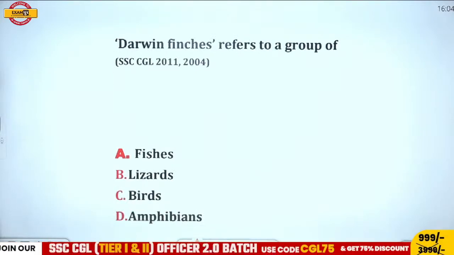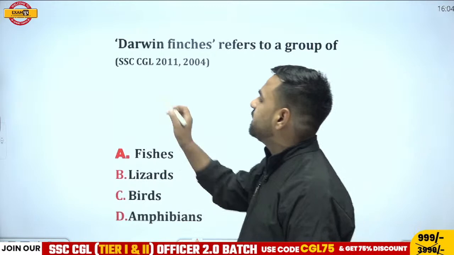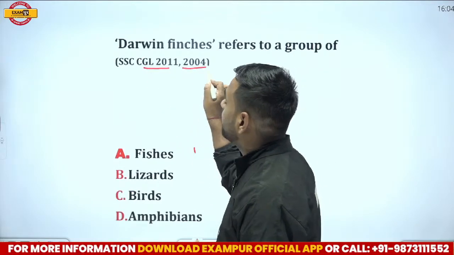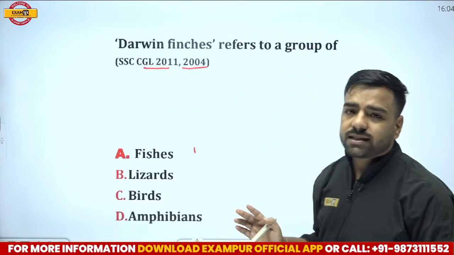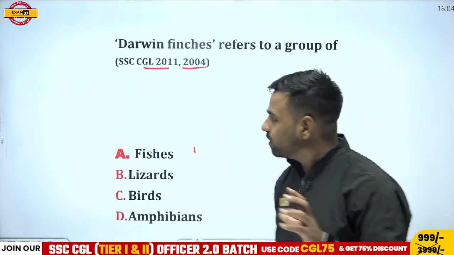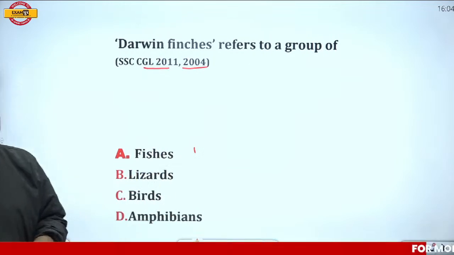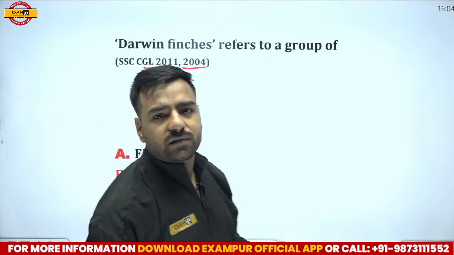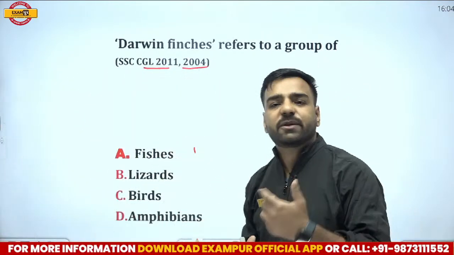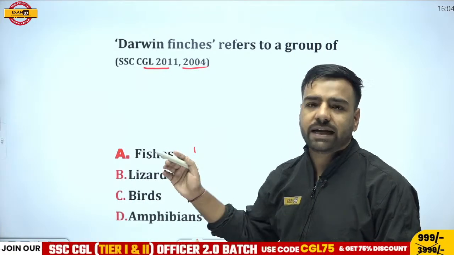Next we have, Darwin finches refers to a group of dash. Now this is from CGL 2011 and also 2004. Just have a look. This is a very important question. Why? Because not only is this a repeated question in CGL, but it plays a significant role in other examinations as well. This has been asked in various other examinations, which includes even your NTPC part.